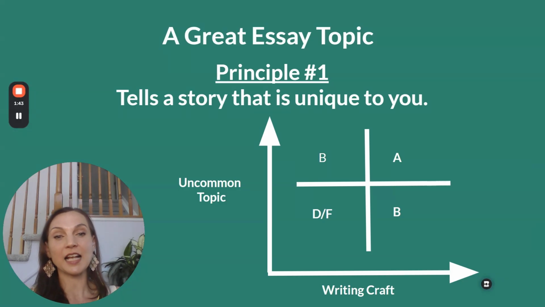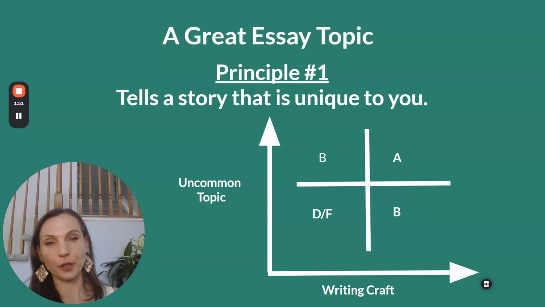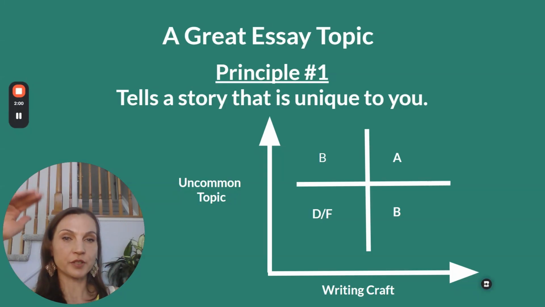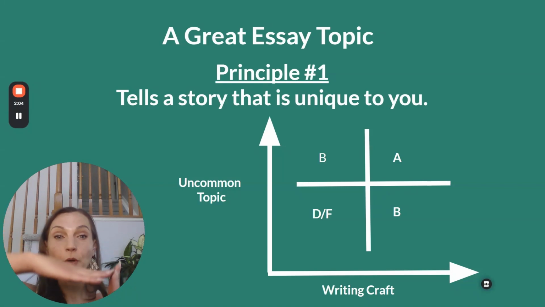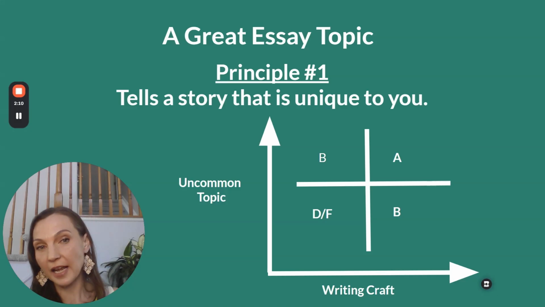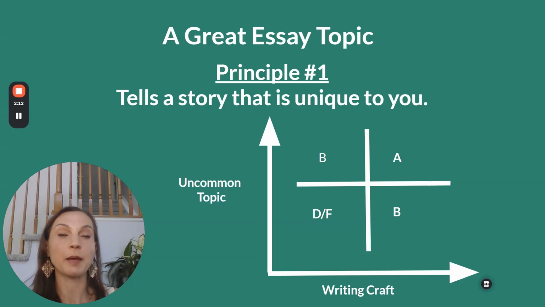So on our x-axis, we have writing craft, right? So starting from not very good all the way to Hemingway quality prose. And then we have our uncommon topics. So on our y-axis, so super common all the way to the most unusual, weird thing anyone has ever heard. When you have both of those at that intersection, you have an uncommon topic and you have killer writing craft, that's where we get those A+ standout once in a lifetime essays.